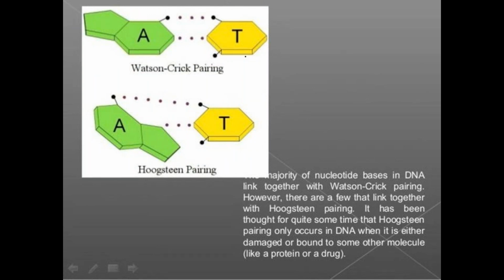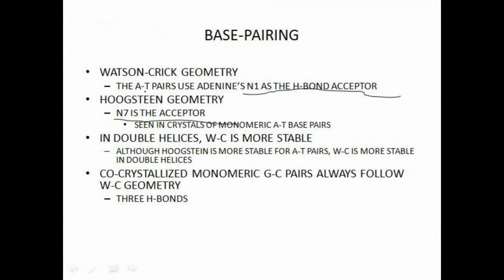This is the normal structure of A bonded to T. Okay, what is happening here? This is the N1 position, whereas here in the Hoogsteen base pairing, the N7 position is participating with the thymine, and that is called the Hoogsteen base pairing. Understood here? Instead of N1 bonding, N7 bonding is present in adenine, and that is called the Hoogsteen base pairing.